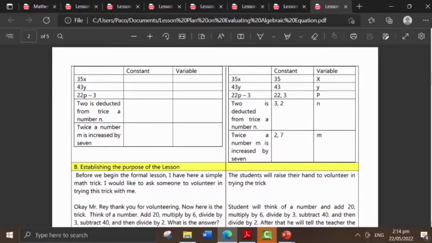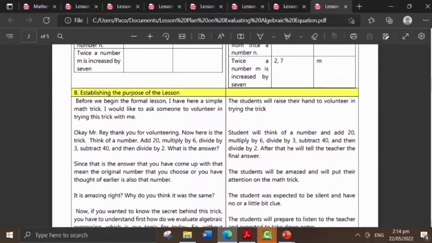In establishing the purpose of the lesson, here you can write the motivation for your topic for today. Here I have a magic trick, so I discuss what the magic trick is. The interaction between the teacher and student should be noted here: on the left side for the teacher's activity, questions or statements, and the answer or statement of the students should be written on the right side.